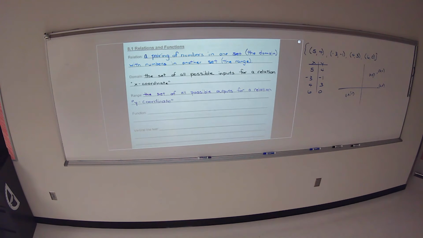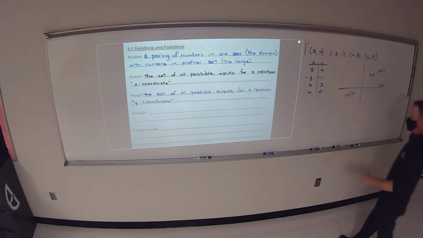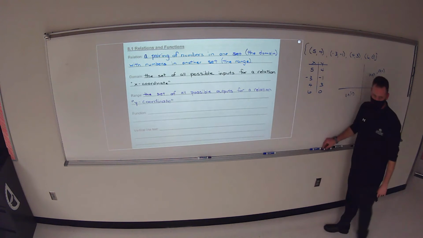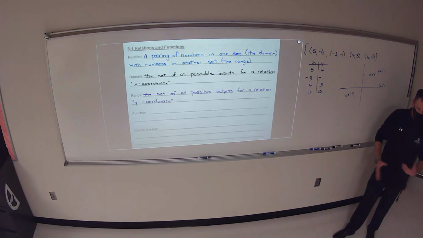You will often also hear me talk about this idea of input and output. Probably more as we get into stuff next week, but my input is my domain. It's what I often plug in for my values, the x values, and the output is my range. It's the y values. Okay, and again, this is all tying together.